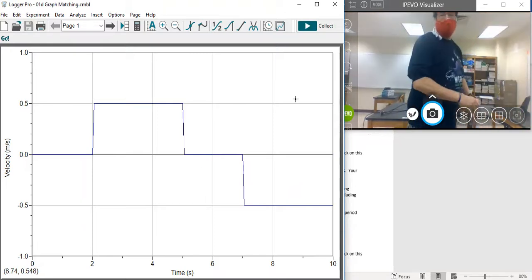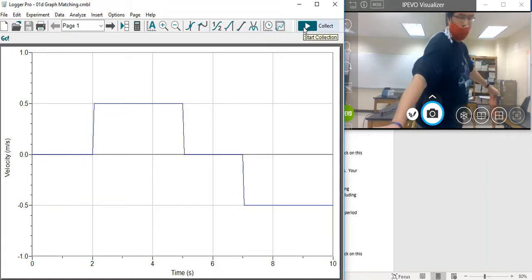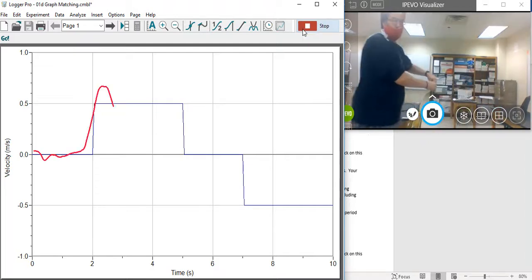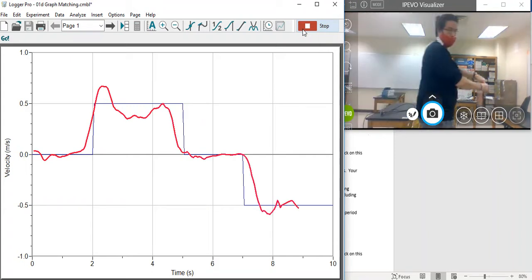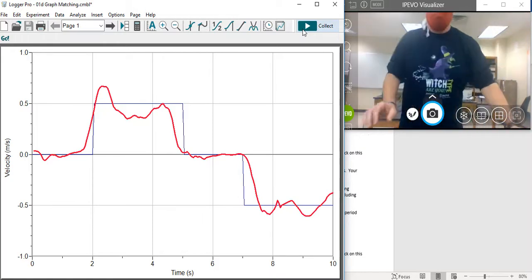Who knows if it'll be better? It might actually be worse. Oh well, I'm not going to edit it out if it is. Okay, so here we are, not moving, and then we're moving. And then we're not moving, and then we're moving. Okay, I don't think it's necessarily any better, but you can still see what's going on.